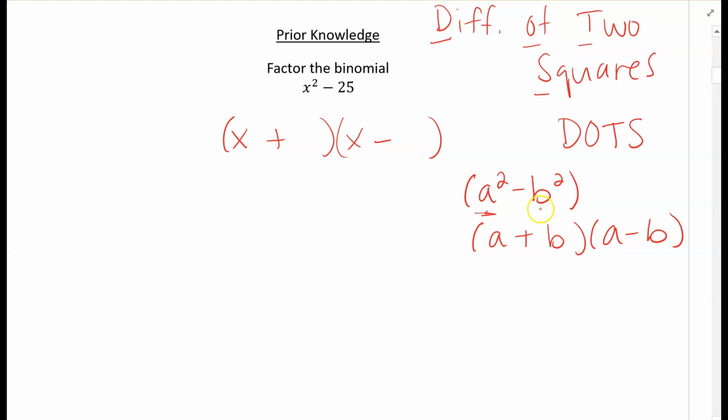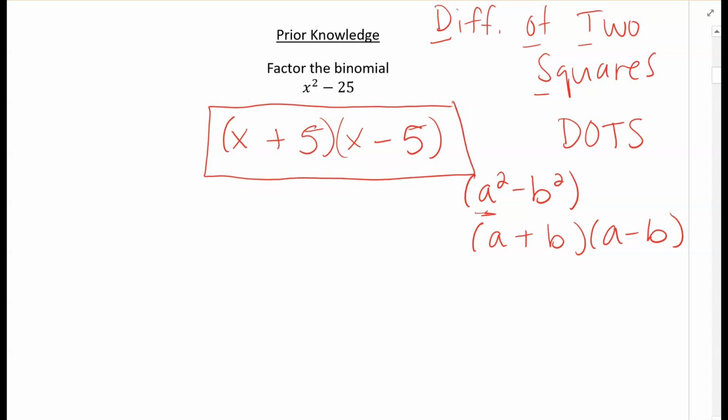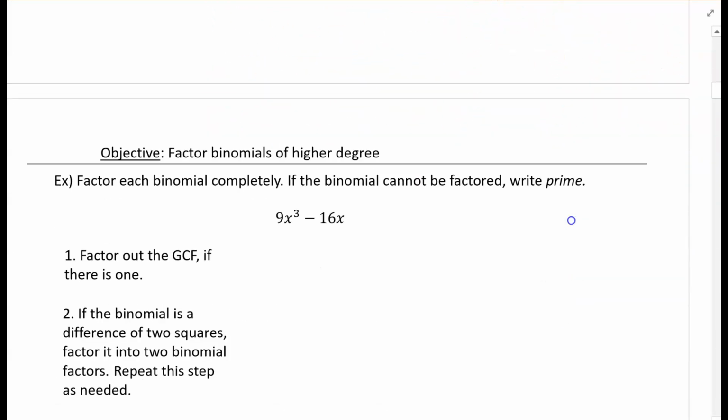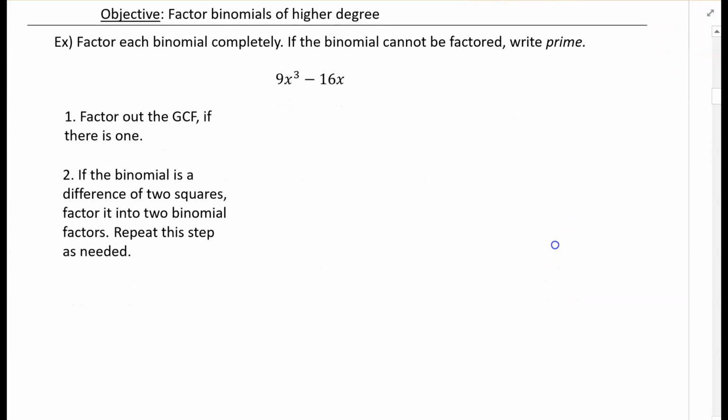Anyway, the next term is b squared. So you take the b value, which means you take the square root. The square root of 25 gives you 5. So the difference of two squares in factored form ends up being x plus 5, x minus 5. And that would be your final answer since you're not able to do anything else to them. Again, this should have been something you learned in Math 2. So now let's look at more of a Math 3 example.